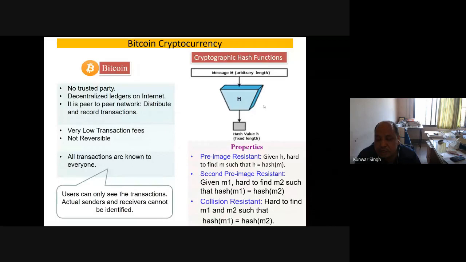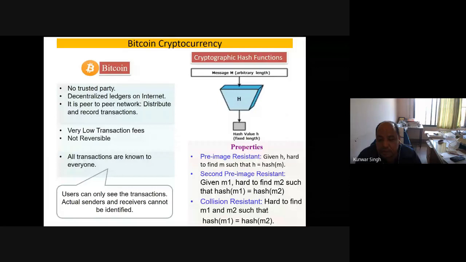Think this way: I have one block, m1 equal to one block. I cannot find another, different block, m2, which has the same hash as block one. Although it is possible, for the attacker, for the adversary, it will be hard. Hard basically means that if he wants to try, it will take many years for him to find another block which has the same hash as the previous block.